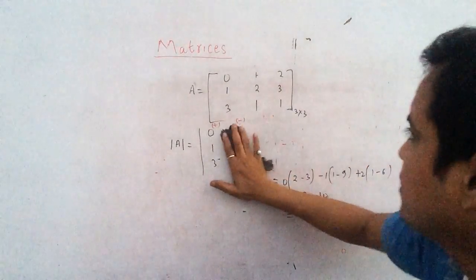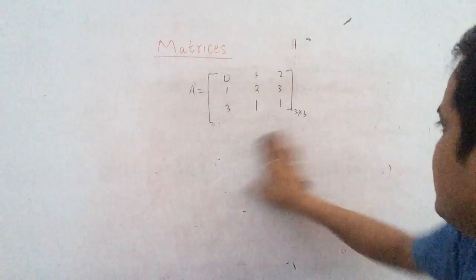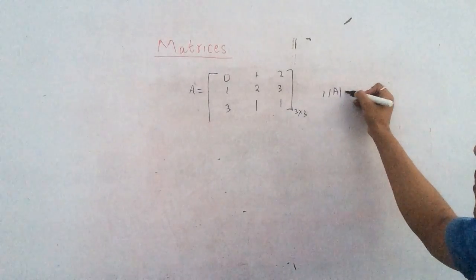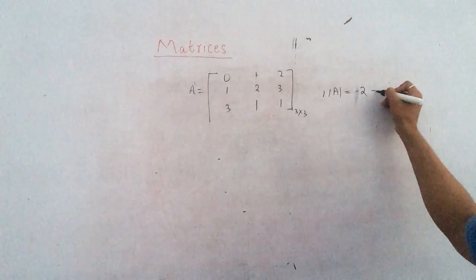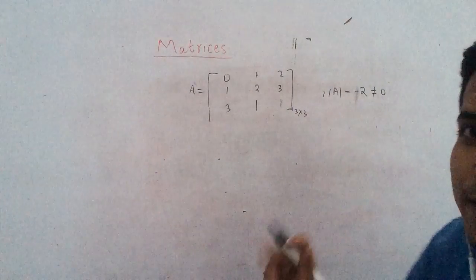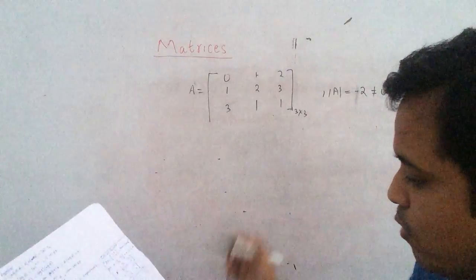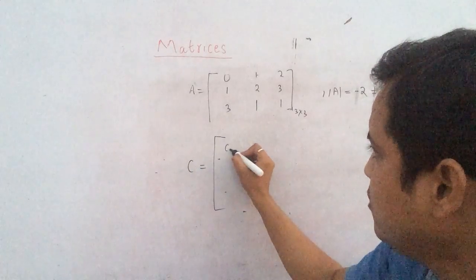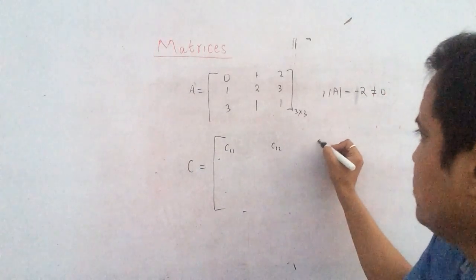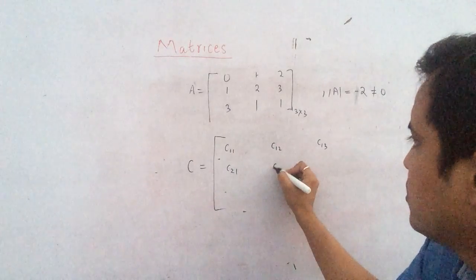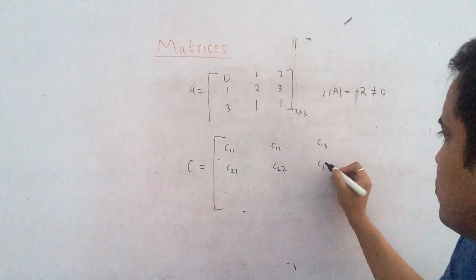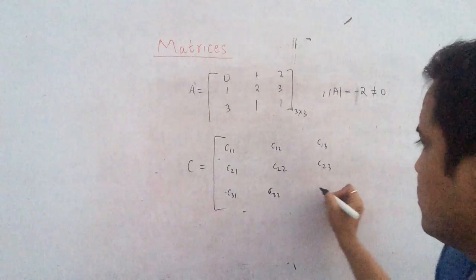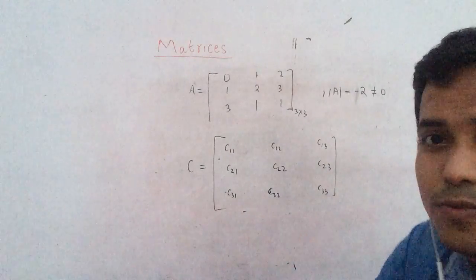So we can write here that the determinant of A is equal to minus 2, which is not equal to 0. Now you need to find the cofactor. The cofactor matrix C would be C11, C12, C13, C21, C22, C23, C31, C32, C33.